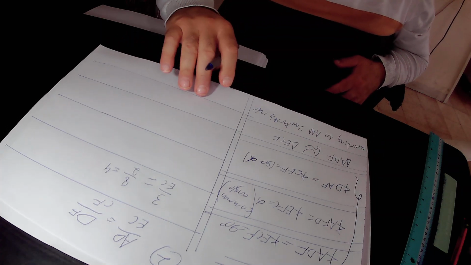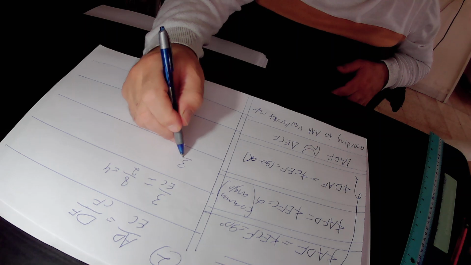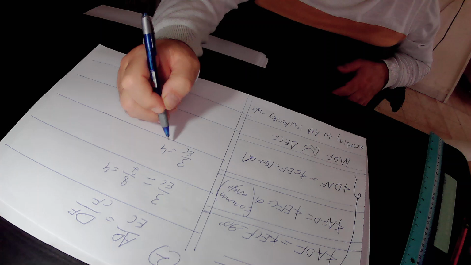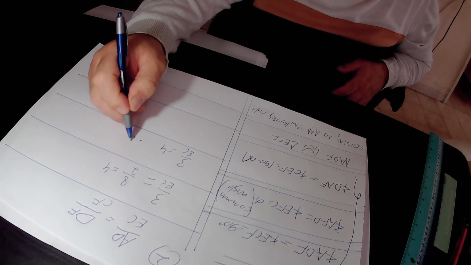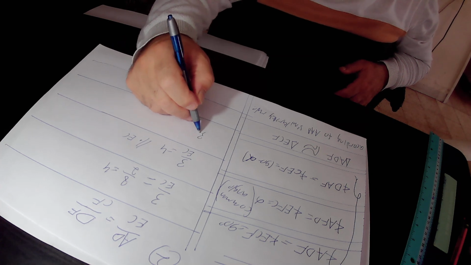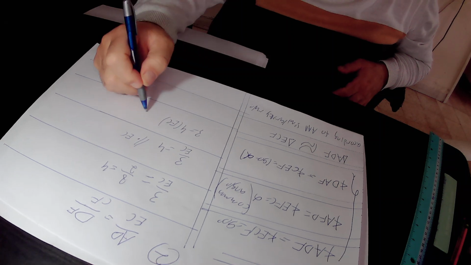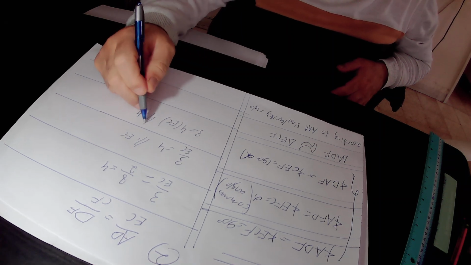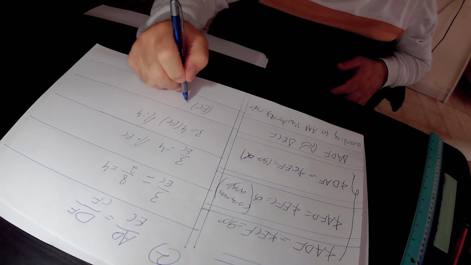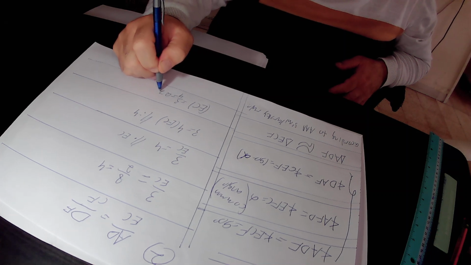So I should find out that 3 over EC equals 4. Here we multiply this equation by EC and we get that 3 equals 4 times EC. Here we divide this equation by 4 and finally get that the missing side EC equals 3 quarters or 0.75 units.